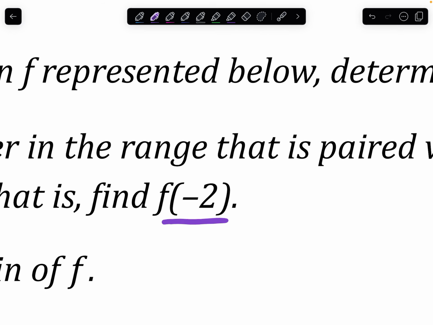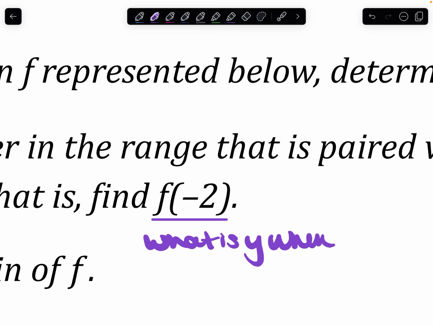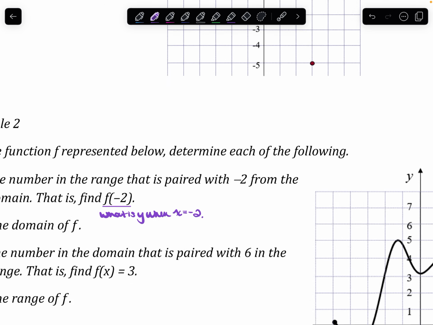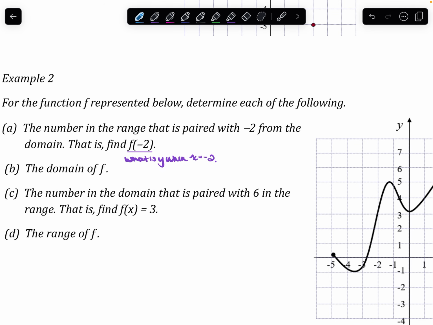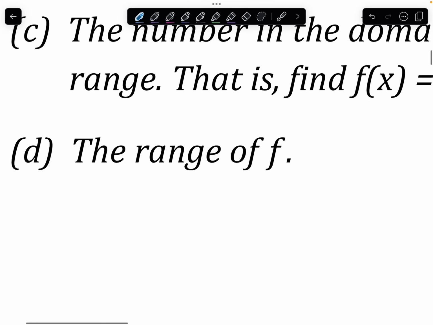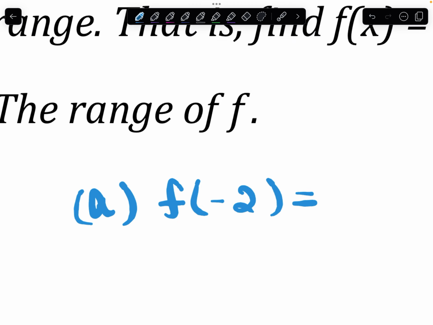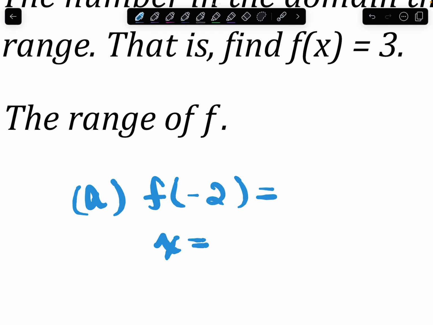Remember, when you're saying what is f of -2, I want to know what y is when x is sitting on -2. You are looking for the y value because f of something is the fancy label for y. What is y when x equals -2? So f of -2, I did not leave a lot of room here, I guess we'll go down here, A. So f of -2 is, what I am looking for is where x equals -2. I'm just going to label that here.